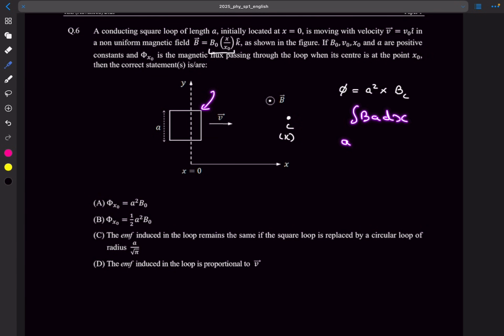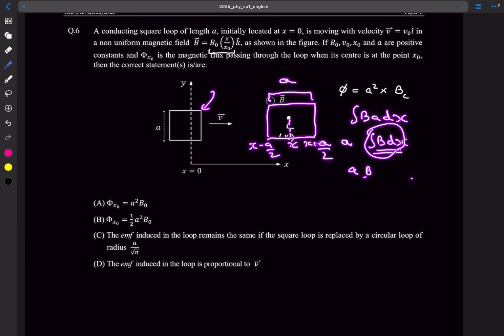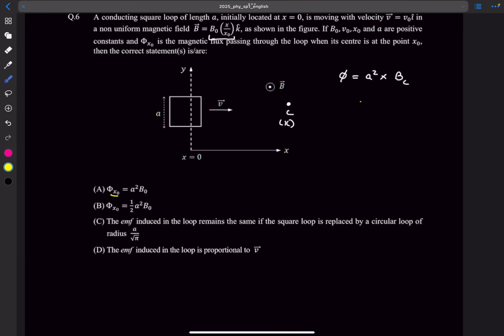So we'll take the a outside, and the integral of B dx, we have to perform within this interval lying from x minus a by 2 to x plus a by 2. So here the interval is a. So the integral of B dx will become B at midpoint multiplied by a, which is going to be a squared times B at the center of the square. So when x reaches x naught, the magnetic field is B naught. So the flux becomes B naught a squared. So A option is correct.